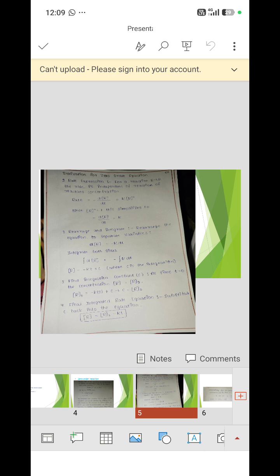Third step is to find the integration constant. At time t is equal to 0, the concentration R is equal to R naught. R naught is equal to minus K times 0 plus C, so C is equal to R naught. Fourth step is the final integrated rate equation. Substitute C back into the equation. R is equal to R naught minus Kt.